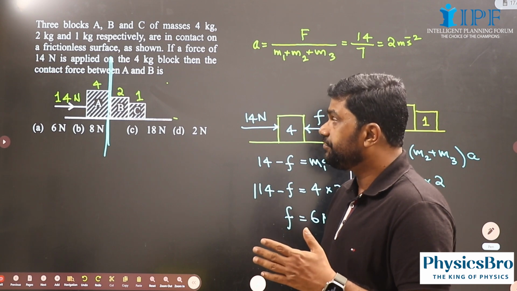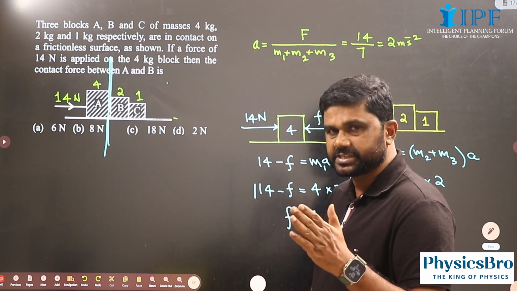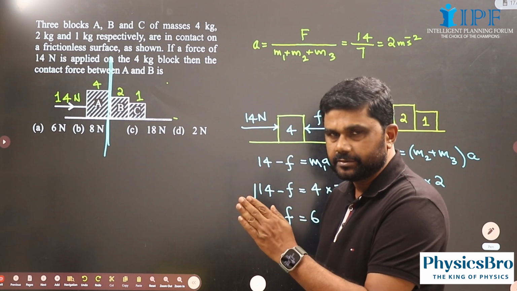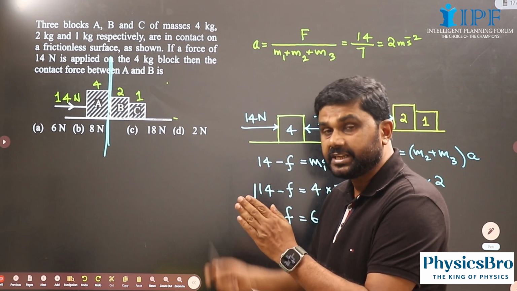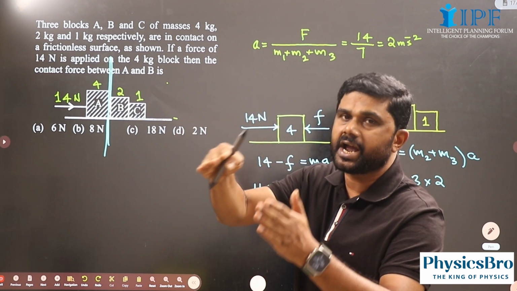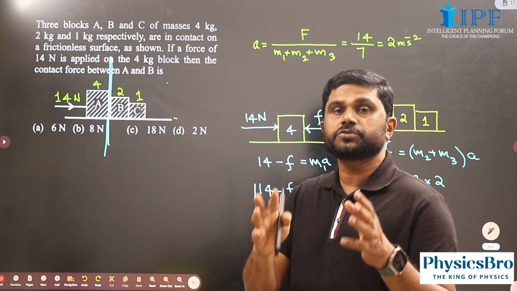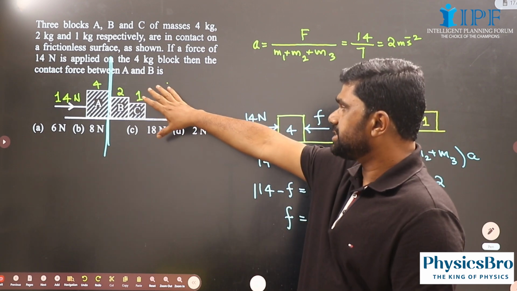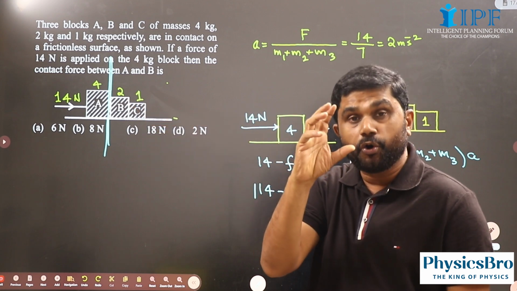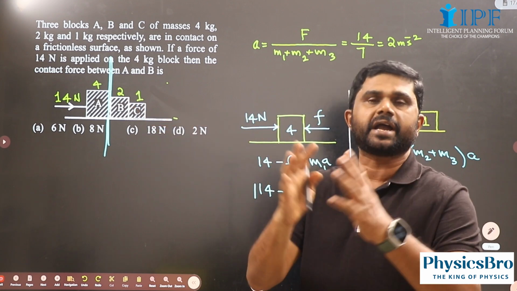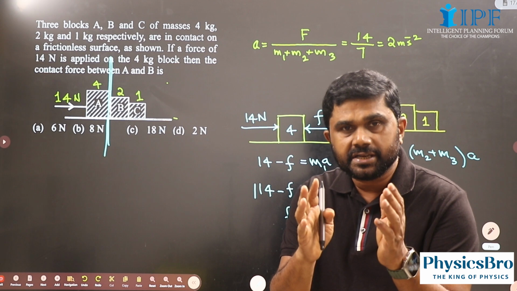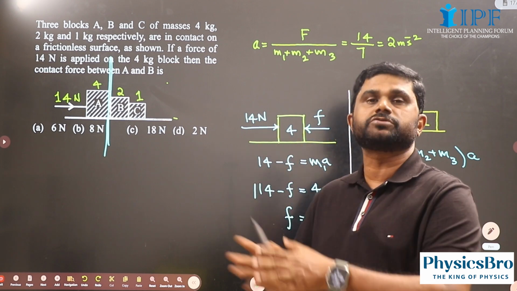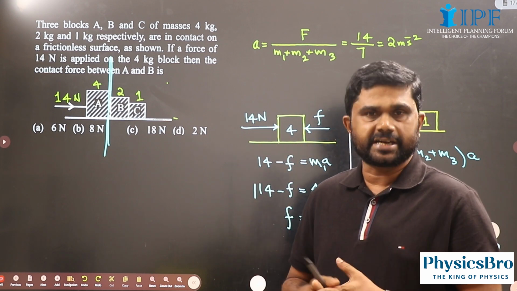Suppose small f is the force exerted by A on B, that is to be determined. Then B will exert an equal reaction on A. Let that force be small f. So now let us consider block A alone as a system. Anything other than the block A will be outside the system, or external.